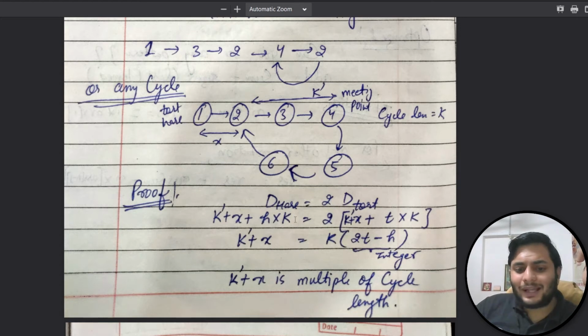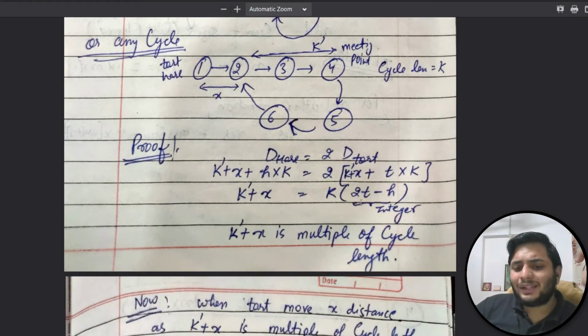So 2tk minus hk, and taking k common, 2t minus h. This would be an integer, right? Because 2t minus h would be an integer, so this would be an integer. So k dash plus x is equal to k times some integer. So what does that mean? k is the length of the cycle, right? So k dash plus x is some multiple of the cycle length.